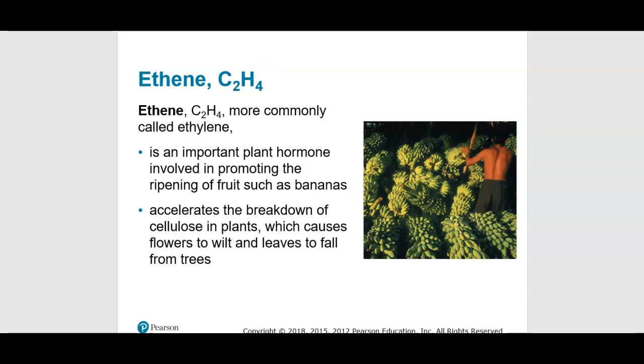Ethene is a very important one. You make polyethylene with it. But it's also a plant hormone, and it's involved in fruit ripening. It also accelerates the breakdown of cellulose in plants, which is why you have flowers wilting and leaves falling from trees.